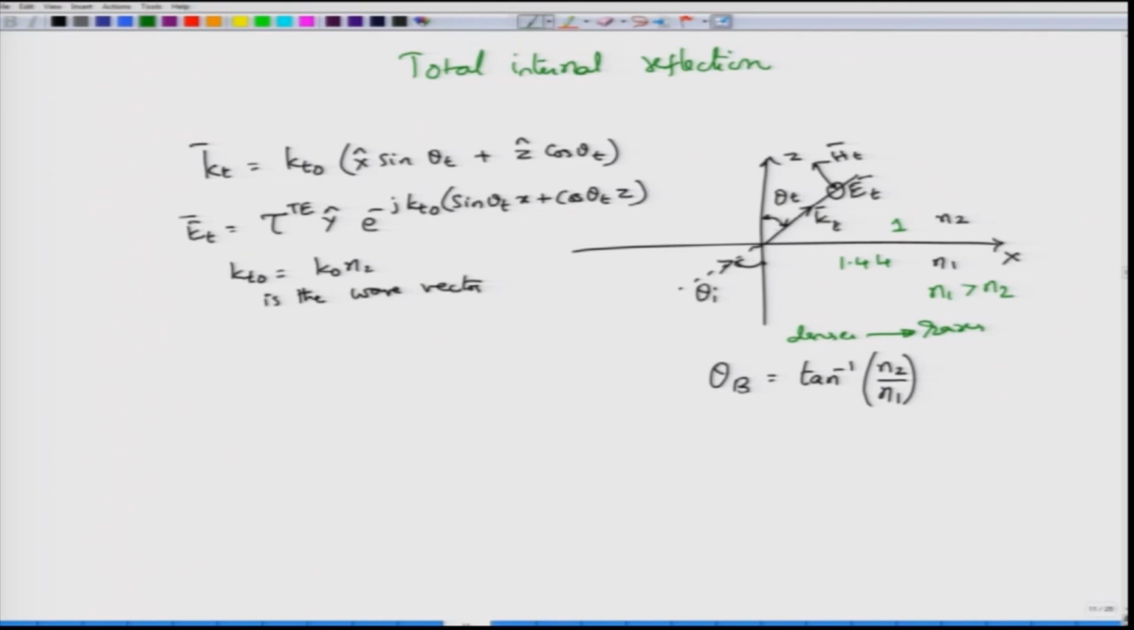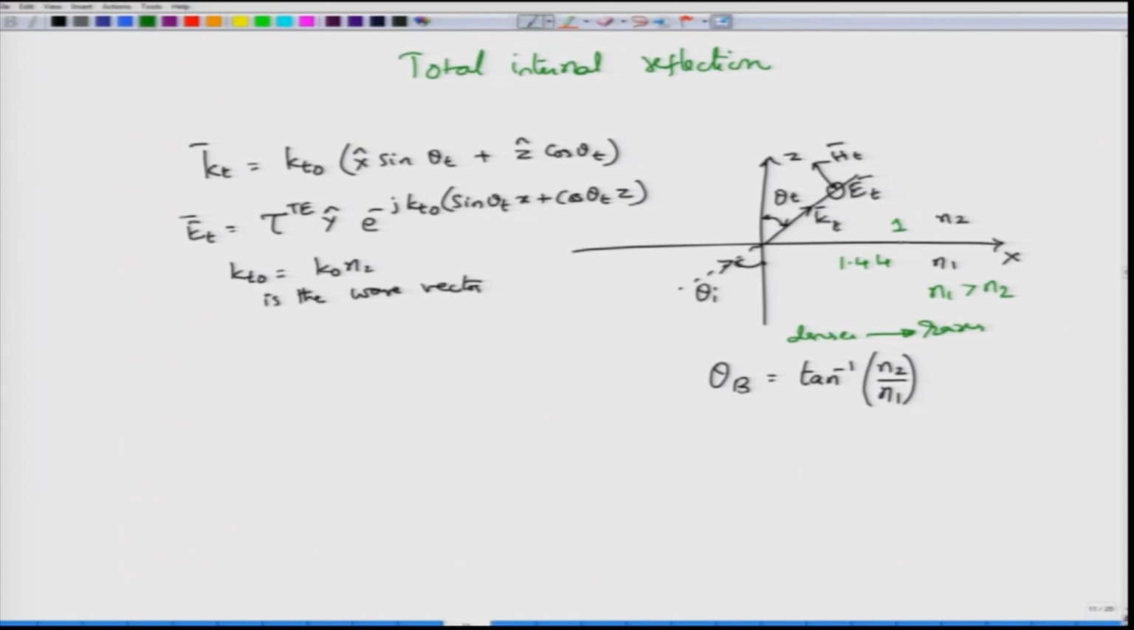What is the bound on theta t? As I increase theta I, what values can theta t take? If theta t is equal to 0, then theta I is also 0, and the k vector of the transmitted wave would be lined up nicely along the z axis. On the other hand, I would expect that as theta I starts to increase, this angle theta t changes, and at most it should change by 90 degrees, right.